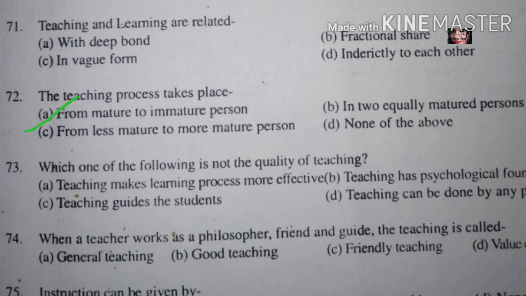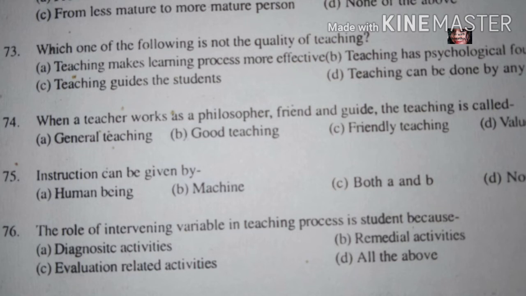Next, question number 73. Which one of the following is not a quality of teaching? And the options are: teaching makes learning process more effective, teaching has psychological foundation, teaching guides the students, teaching can be done by any person. Clearly the right option is D, teaching can be done by any person.